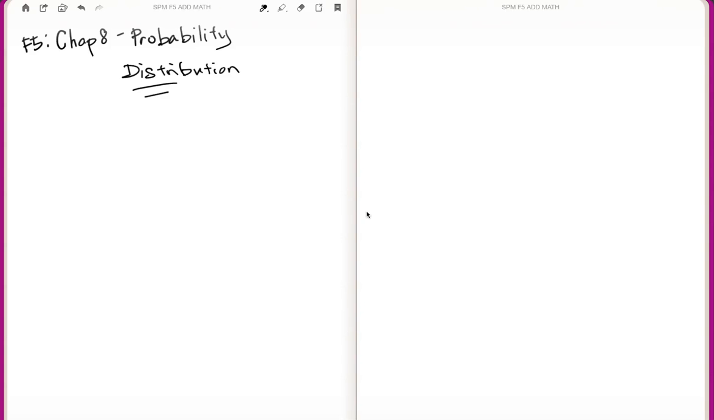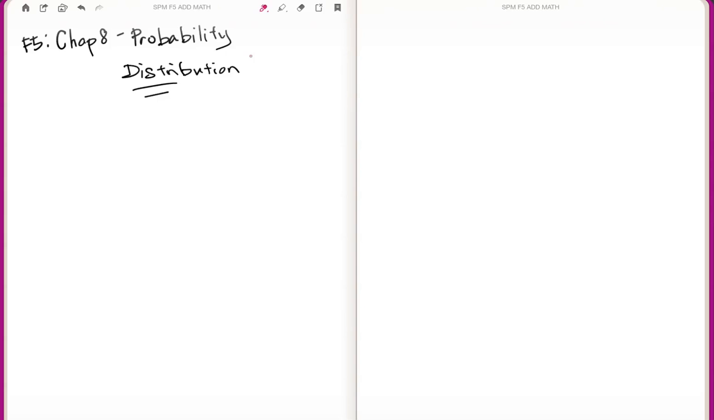Probability distribution. Chapter 8 of Form 5 is probability distribution. In this chapter, you get to be clear with certain terminologies. There are two parts in this chapter. One is the binomial. The second part will be the normal distribution. We're going to start with binomial distribution.